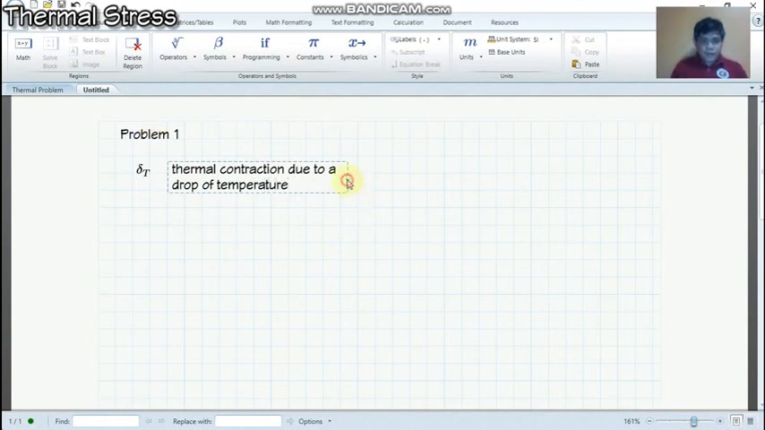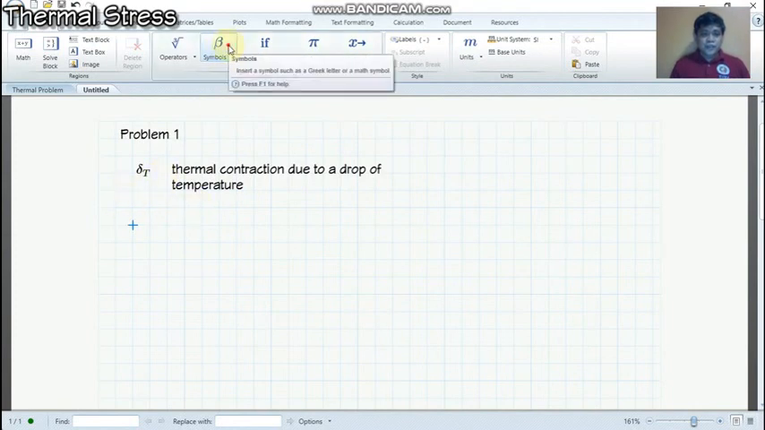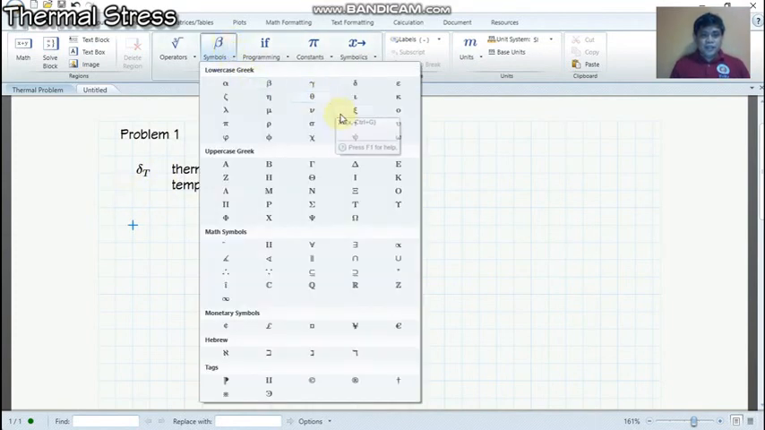Okay, so there is actually a 40-degree drop in temperature. And because of this thermal contraction, and since the bar is secured to the supports, there is a restriction. Definitely, this will produce stress on the bar.